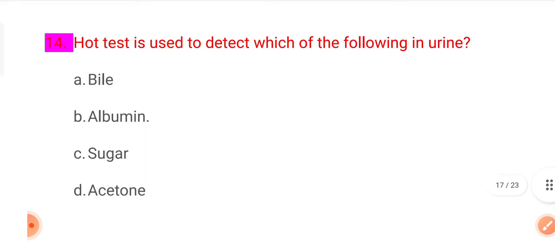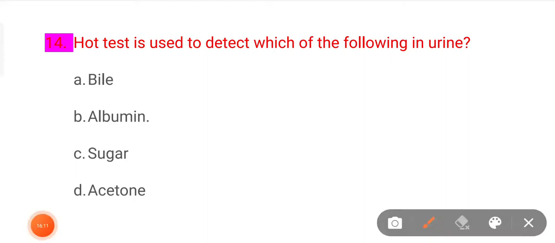The next question is, Heller's test is used to detect which of the following in the urine. So when we are analyzing the urine sample, we are using Heller's test. So what is the purpose of Heller's test? The options are option A, bile, option B, albumin, option C, sugar, option D, acetone. The right option is option B, albumin. So to find out the albumin in the urine, we can use Heller's test.